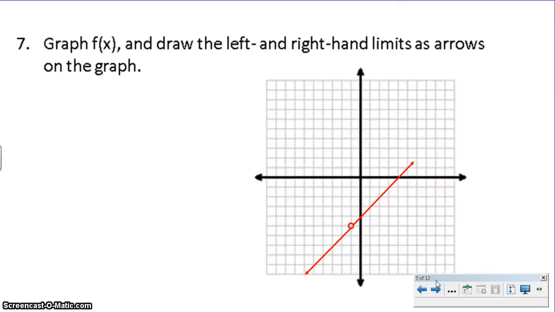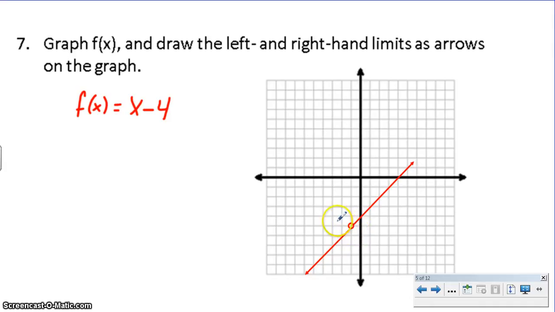Now if we take a look at the graph, I've already graphed this in here for you. Using that f of x ends up being x minus 4, I just plotted a couple of points, graphed them down here at -4, it has a +1 slope and so on. I added in that hole.